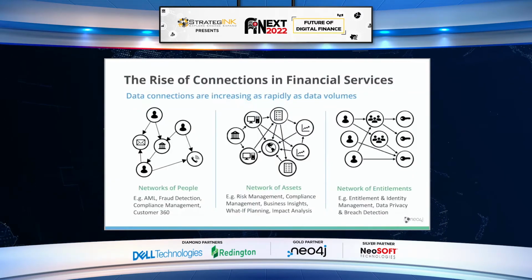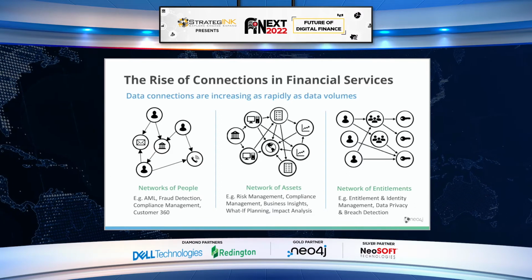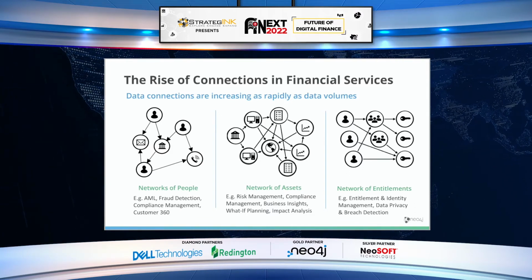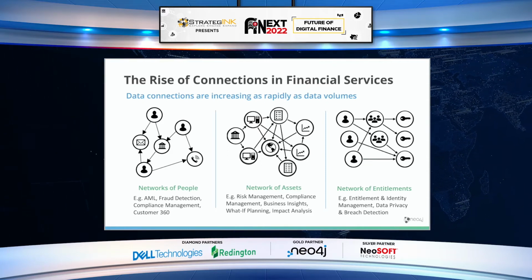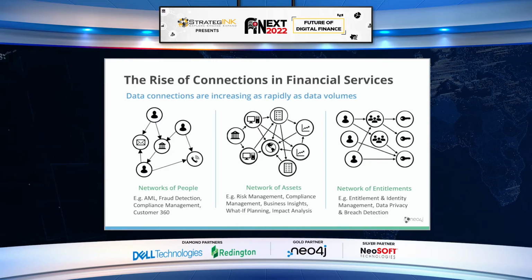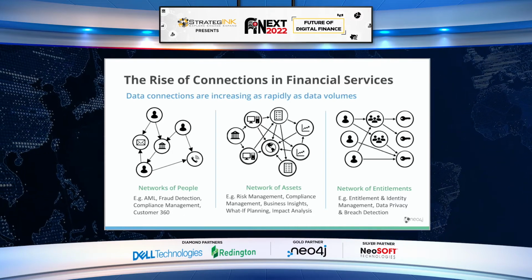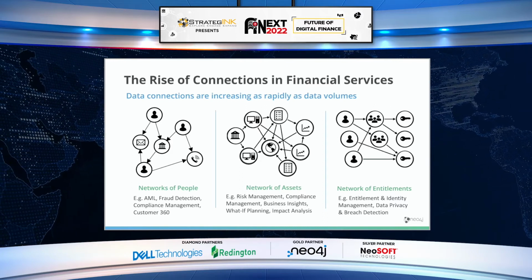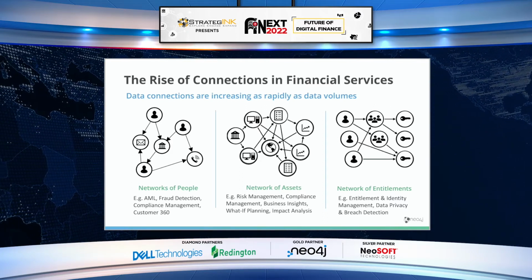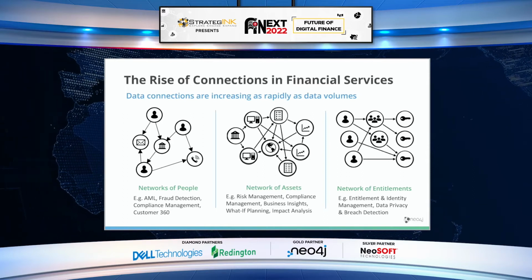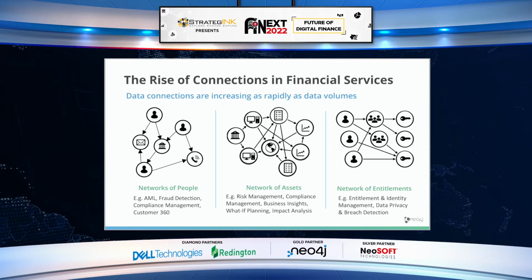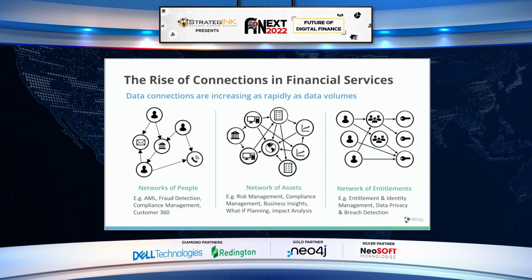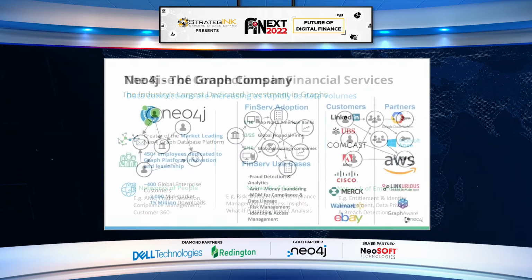Coming to financial services, there has been a rapid rise of connections, possibly as rapid as the increase in the data volumes itself. If you look at the network of the people, the network of the assets, and the network of the entitlements, we would cover the entire scope, right from privacy, security, identity and access management to risk management, fraud detection, compliance, be it GDPR or any other compliance, or as basic as a customer 360.